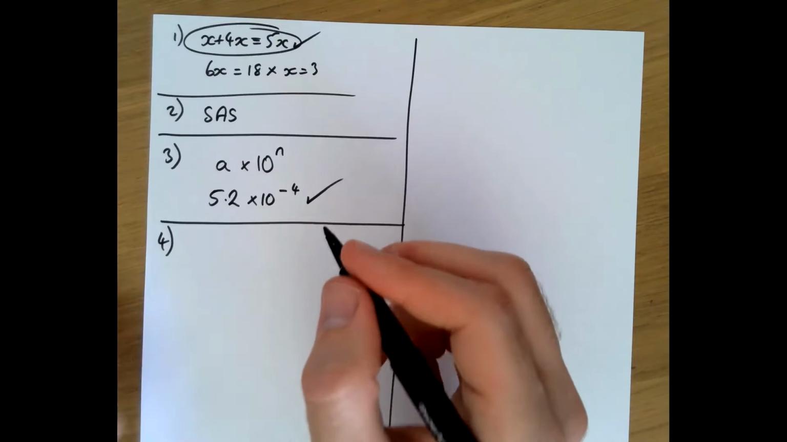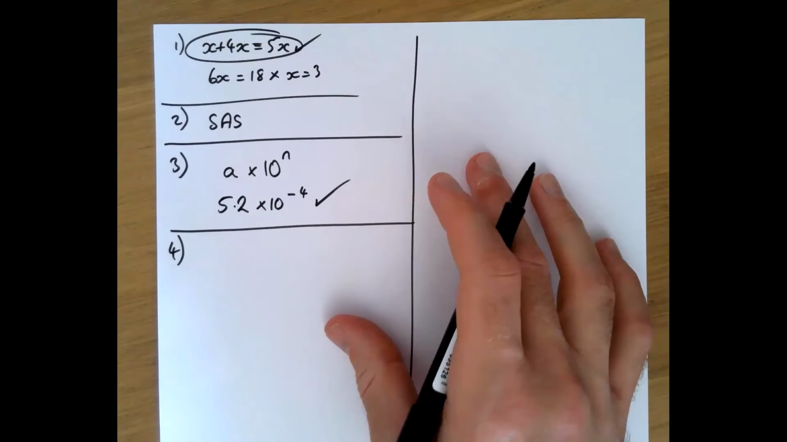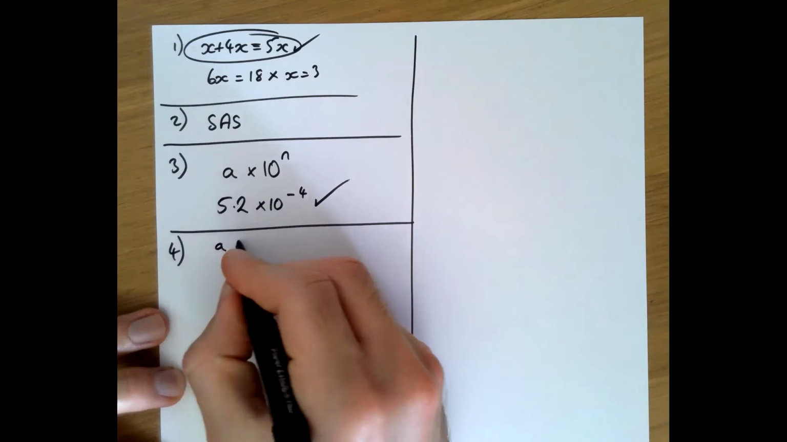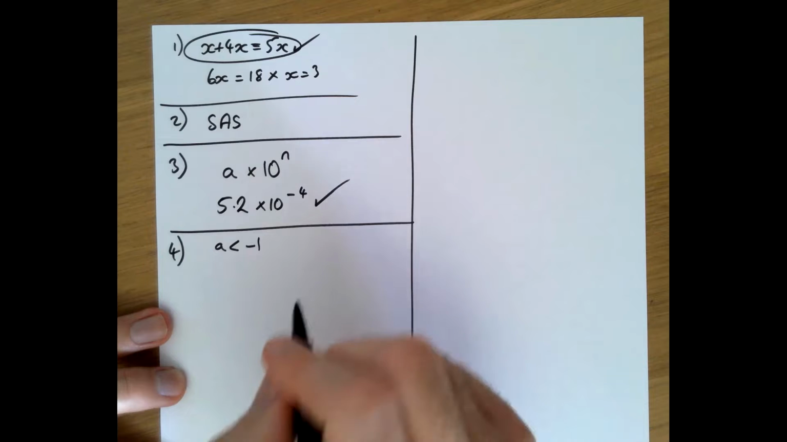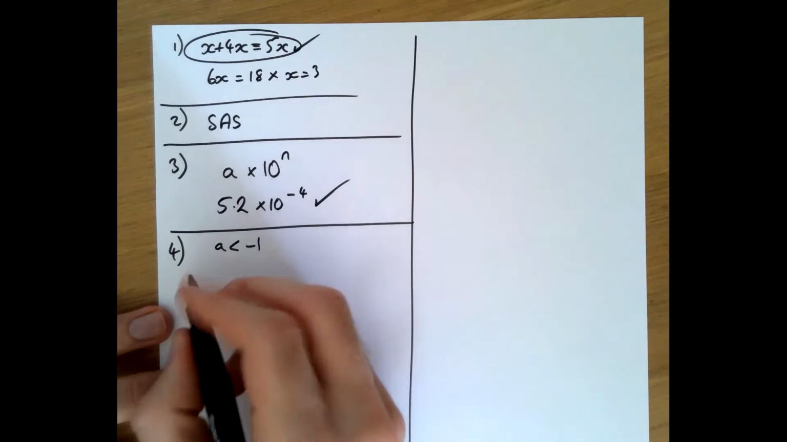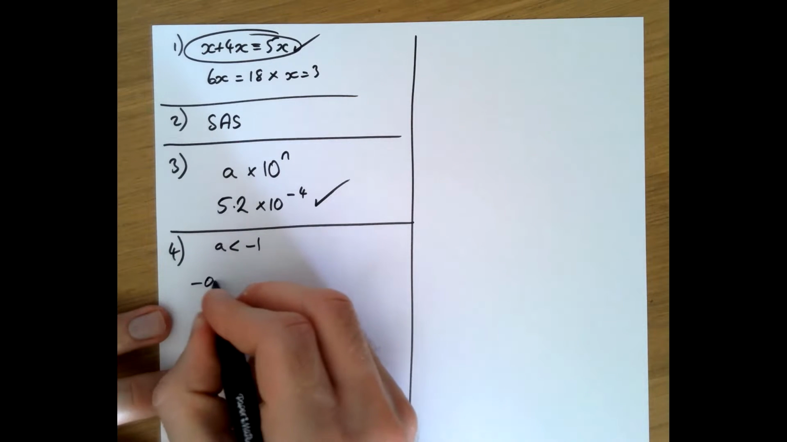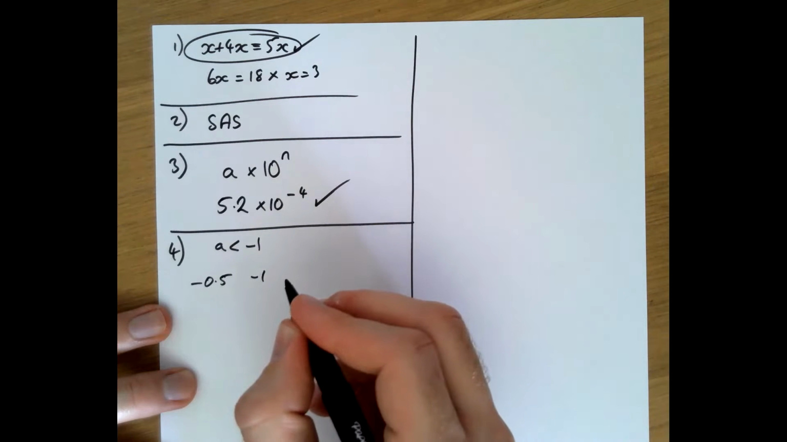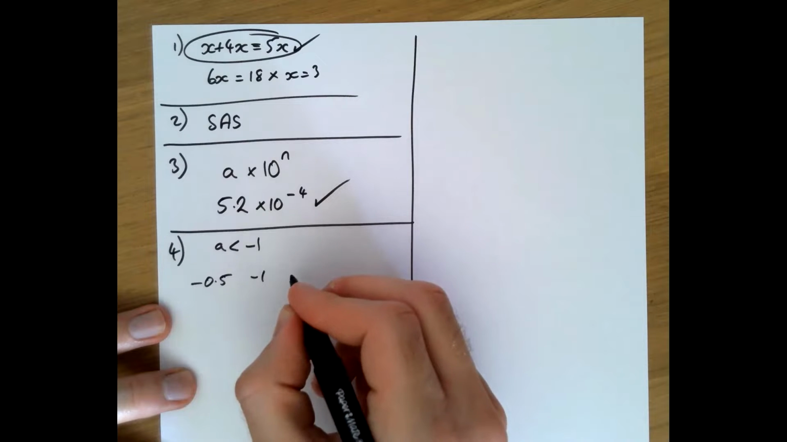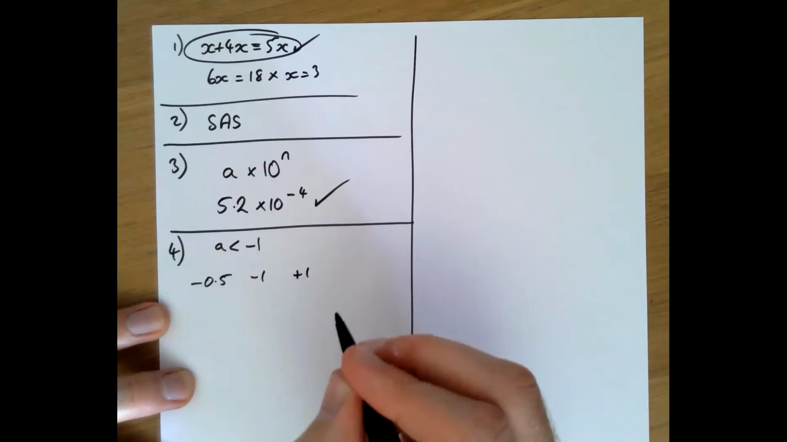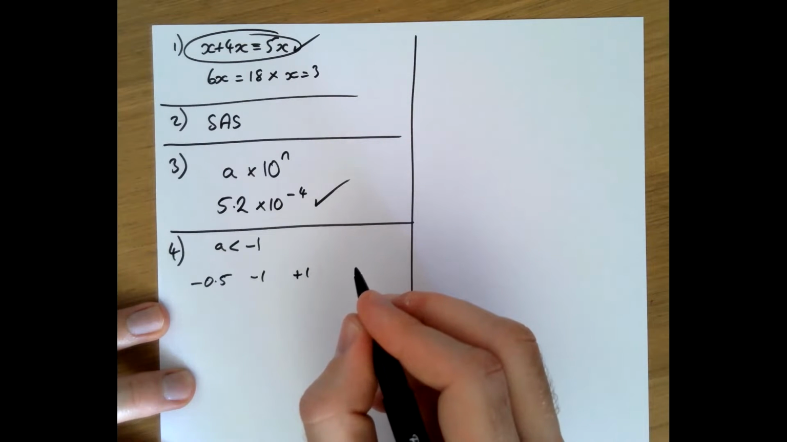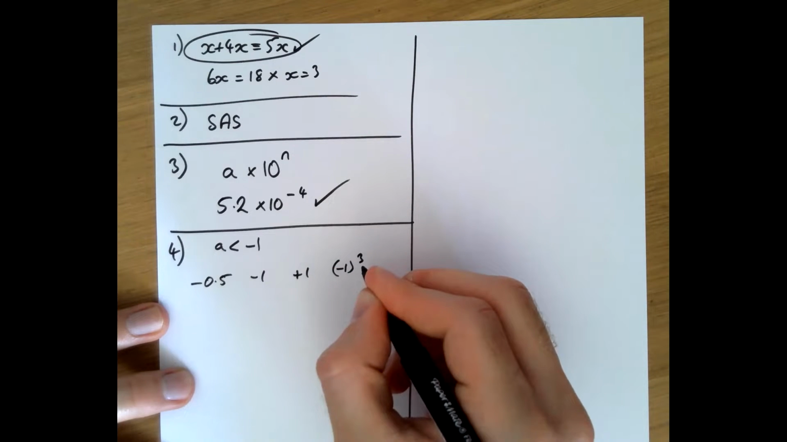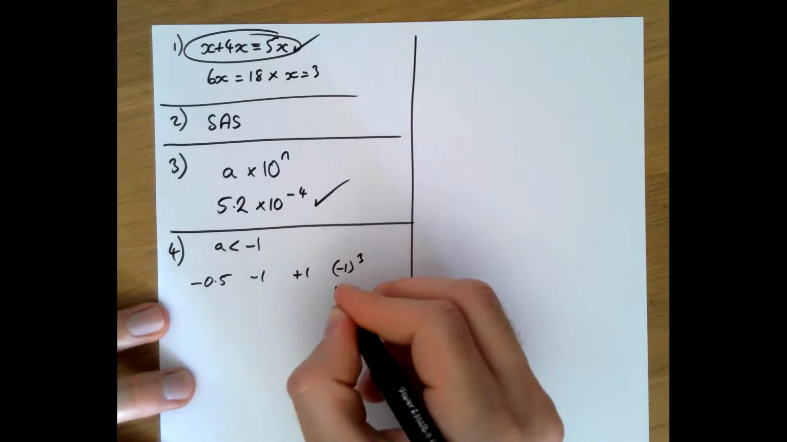12 times 10 to the power of 7 is obviously no, because 12 is above 10. Now this one, a is less than minus 1. So let's work these out. Let's say a was minus 1. Half a is minus 0.5. A is just minus 1. A squared, negative 1 times negative 1, is positive 1. And negative 1 cubed, negative 1 times negative 1 is plus 1, times negative 1 goes back to being negative 1.